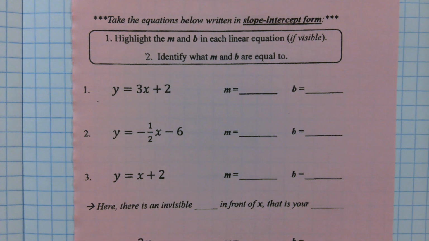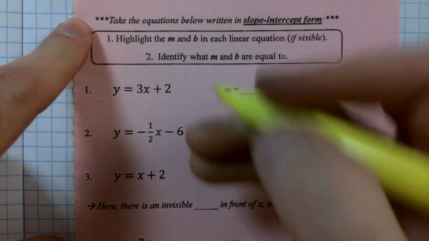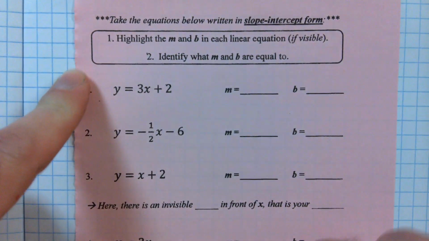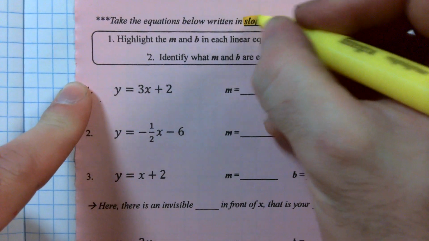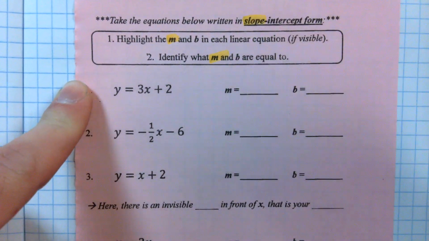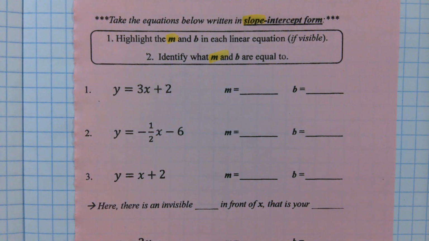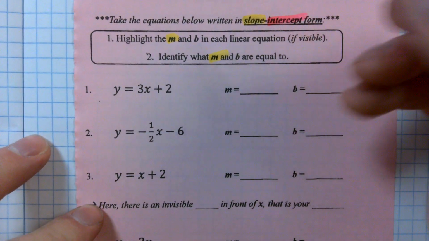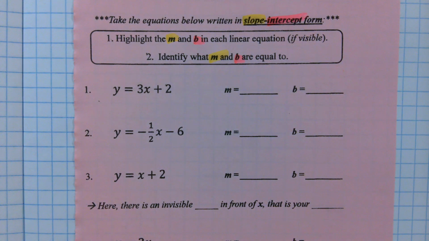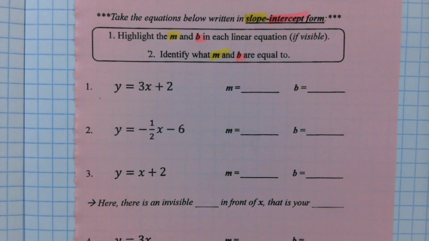All right, we're going to jump right in. So this is what our work is going to look like. I would highly suggest we make sure we are paying attention so that we know what we're doing. We're going to be given an equation, and this equation is going to be written in slope-intercept form. For me, my slope is yellow. My y-intercept is pink, which is b. We're going to use these highlighters to help us identify what's my m and what's my b.